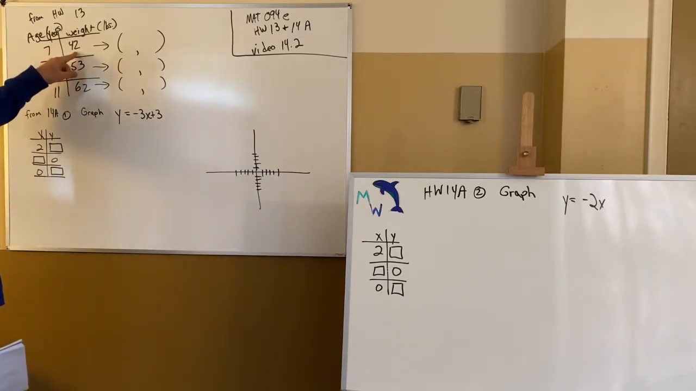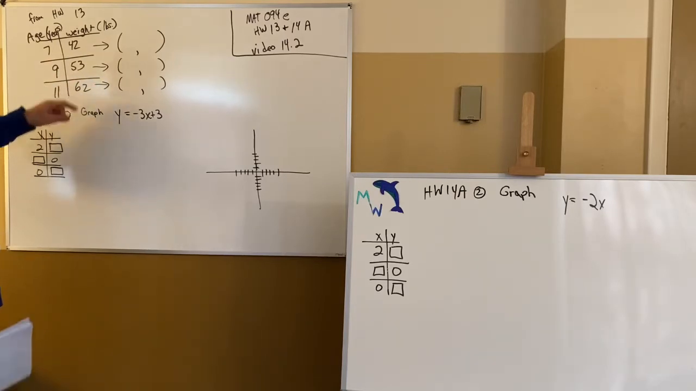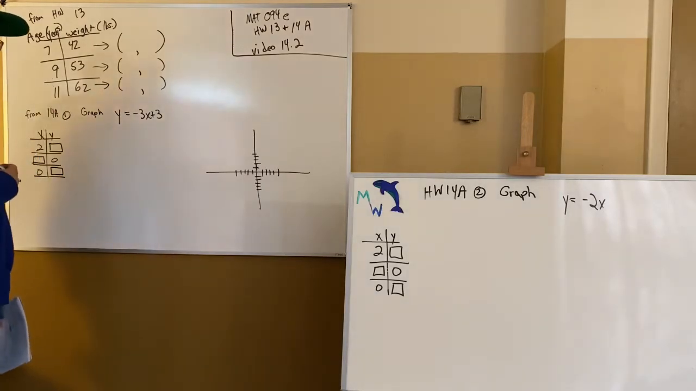old and weigh 42 pounds. Someone else is 9 years old, weighs 53 pounds, and someone is 11 years old, weighs 62 pounds. And then they have these arrows and they want you to make an ordered pair out of it.